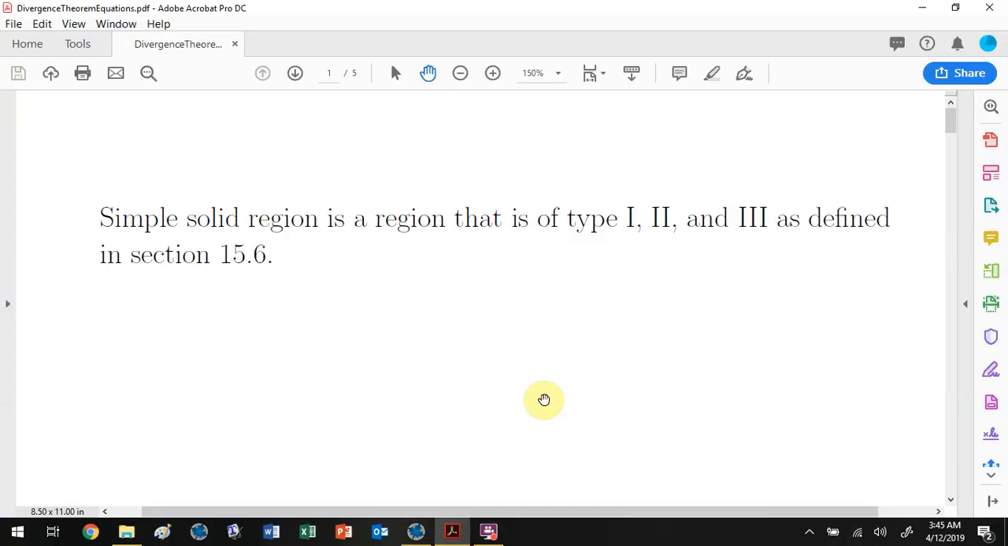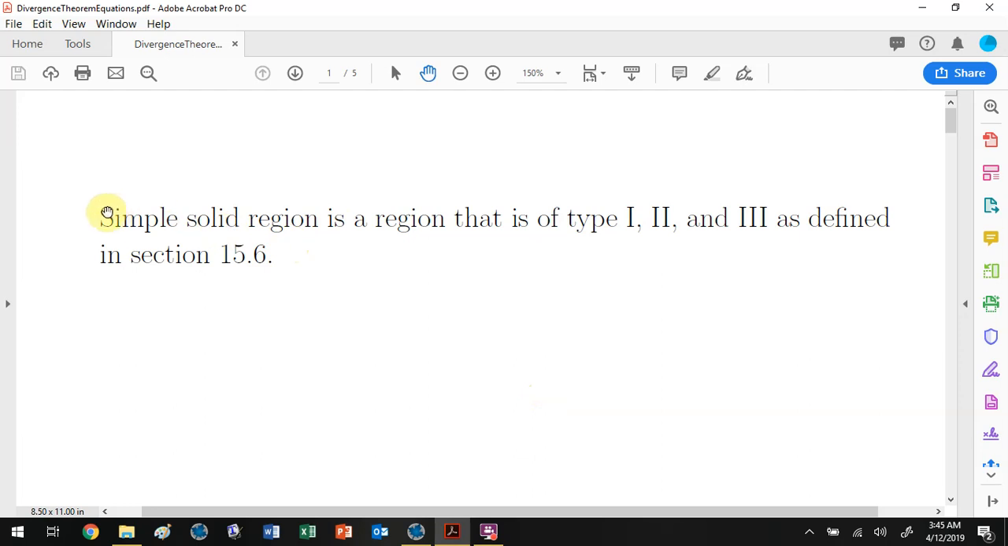All right, what we're going to talk about today is the divergence theorem. This is section 16.9 in the textbook. And this is, like we said in class, the flat case of the three-dimensional, basically fundamental theorem of calculus, like we mentioned in class.